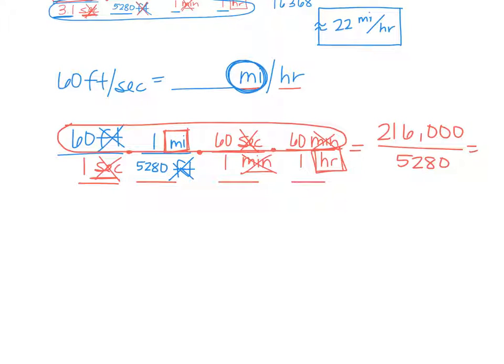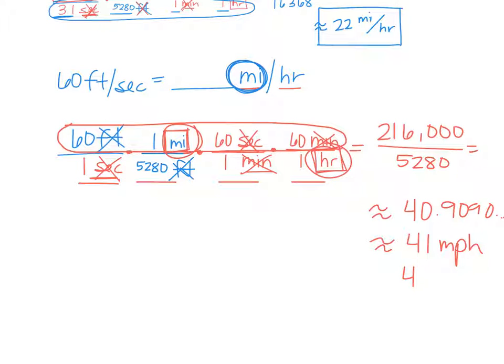You get that this is approximately, well, it comes out to this number, 40.9090. It just keeps going. So we would say that's approximately 41. And then remember what we were converting to, miles per hour. So you can say MPH, or you can say miles per hour like that. Either one of those would be fine. Okay.